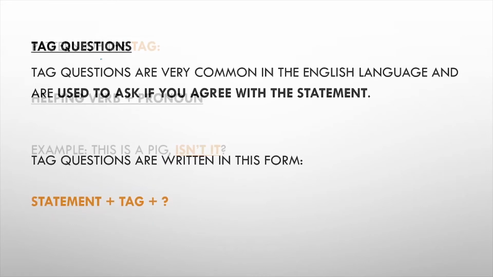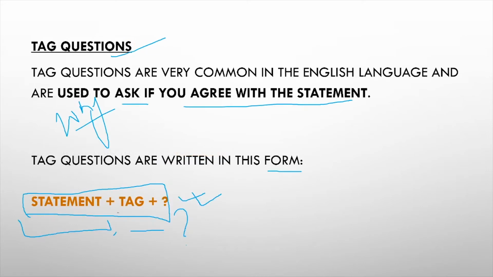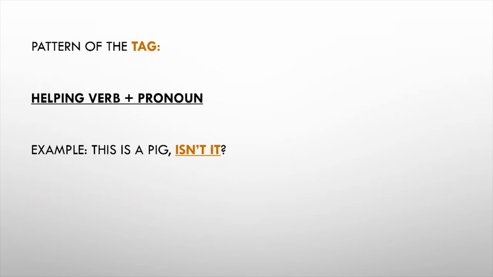Now, this was, guys, the pattern of the entire statement. Now, we will talk about the pattern of the tag, okay. When I say pattern of the tag here, the tag is always, see, this is important, this pattern is also important now. The tag is always framed using two things. One is a helping verb and the other is the pronoun. Okay, you can use only these two things in your question tag. You cannot use anything else apart from this.